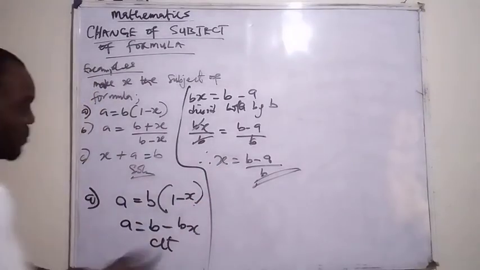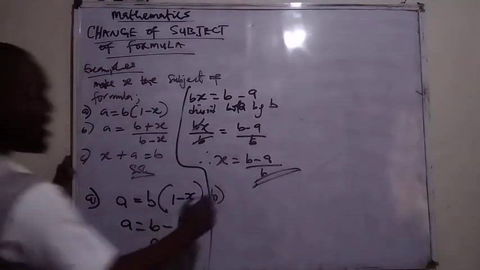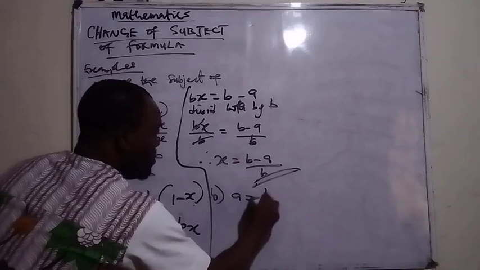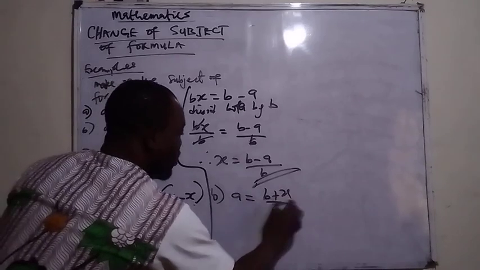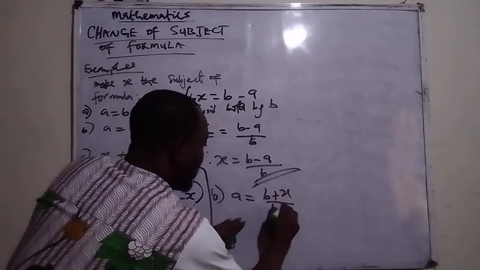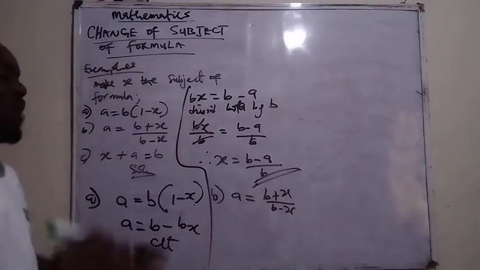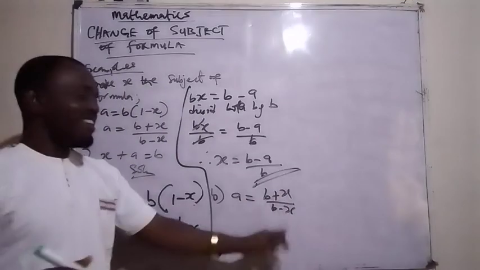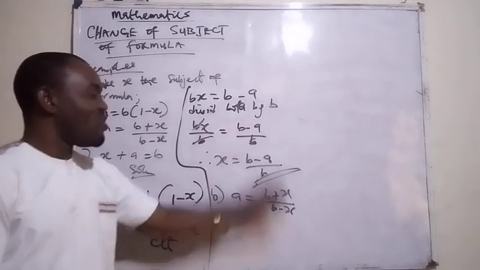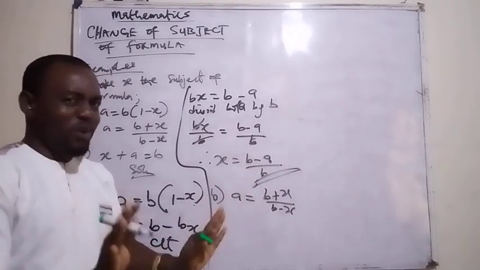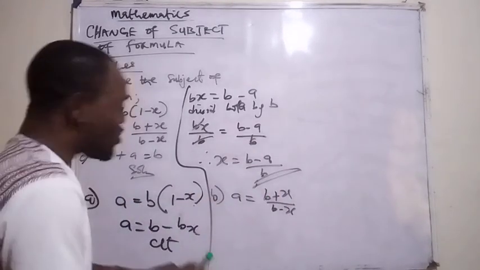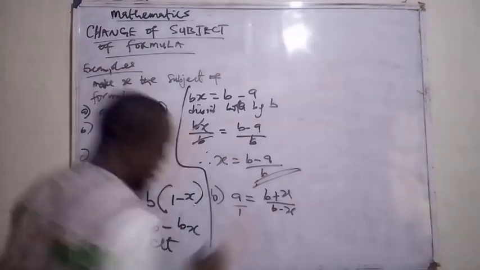Now, let's check the other one, the B part. They said A equal to what? B plus X all over B minus X. Now, we are also focusing on X. Here, we now have two X's. We have one at the top, one at the bottom. Don't worry, it's still very easy. Now, what do we do? Remember, there is an over 1 here.